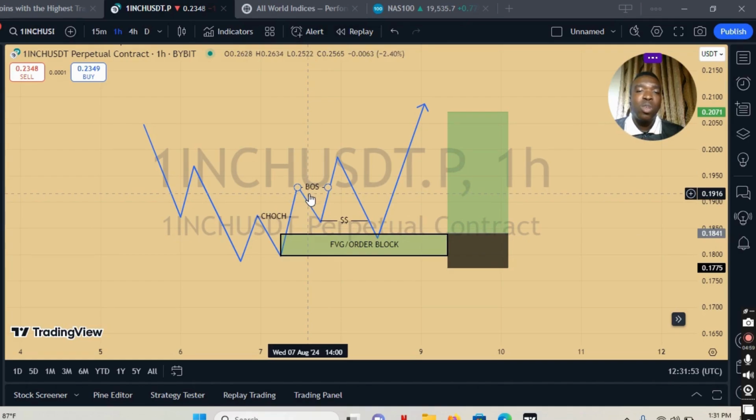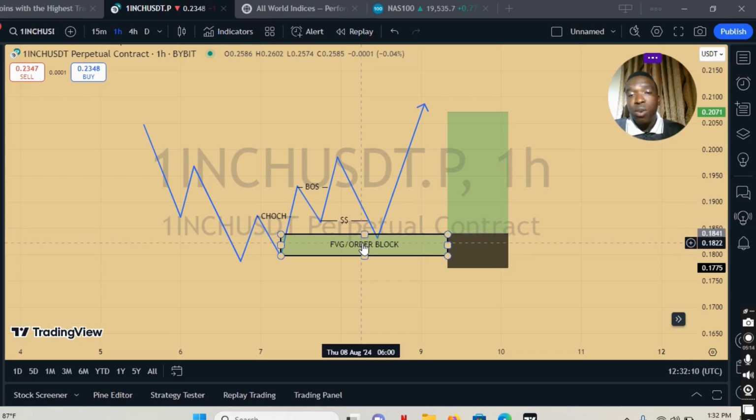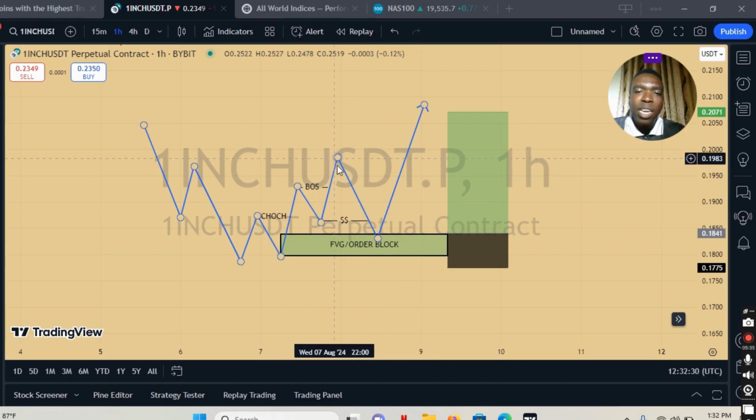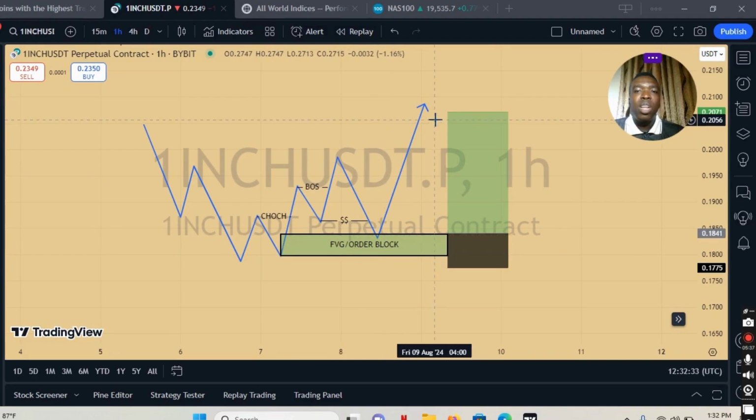Now, giving us a break of structure, a double confirmation that we are now in an uptrend. This is a change of character, and this is a break of structure, a double confirmation that we are now in an uptrend. What we do now is come down to the fair value gap and the order block. Remember, the order block should be below the fair value gap, because the fair value gap and the order block is what will actually draw this market down. When the market creates a fair value gap, it actually comes down to close it. All right. So we are now expecting the price should come back to mitigate this zone to pull out.